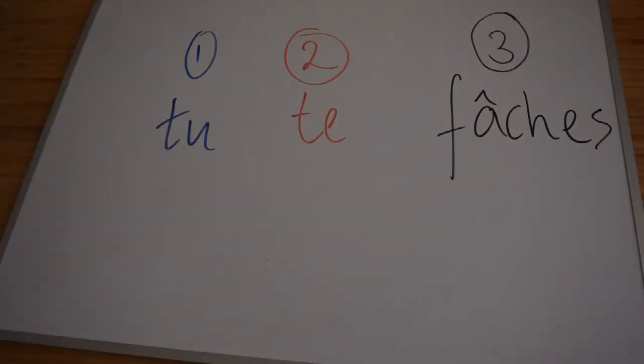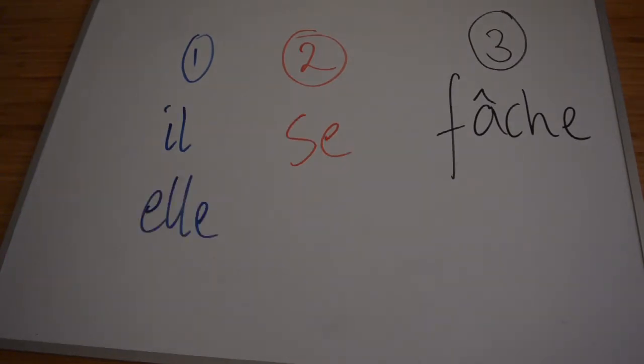To say you get angry, you have part 1 in blue, which is the pronoun, part 2 in red, which is the reflexive pronoun, and then part 3, we've taken off the ER from fâcher, which is the verb, and put ES on the end.